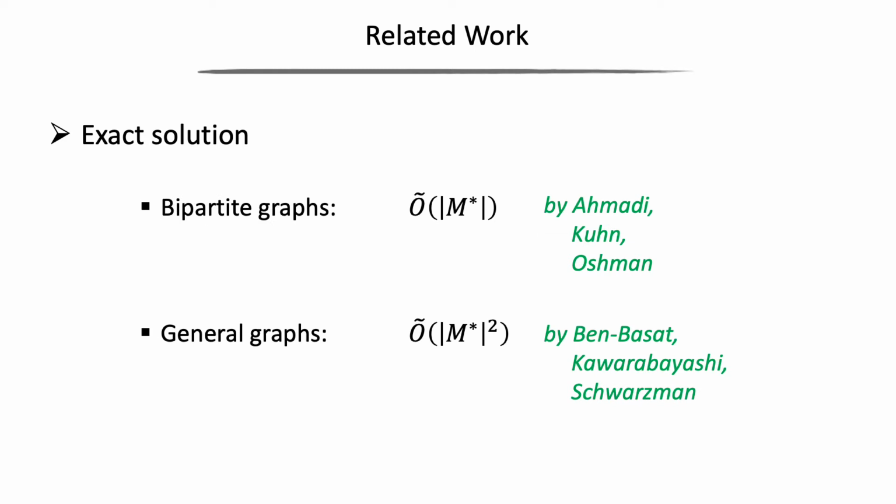To compute an exact solution for the maximum matching problem, there are deterministic algorithms with time linear in the size of the maximum matching in bipartite graphs and quadratic in general graphs. So the challenging question here is whether we can do better than quadratic for general graphs.